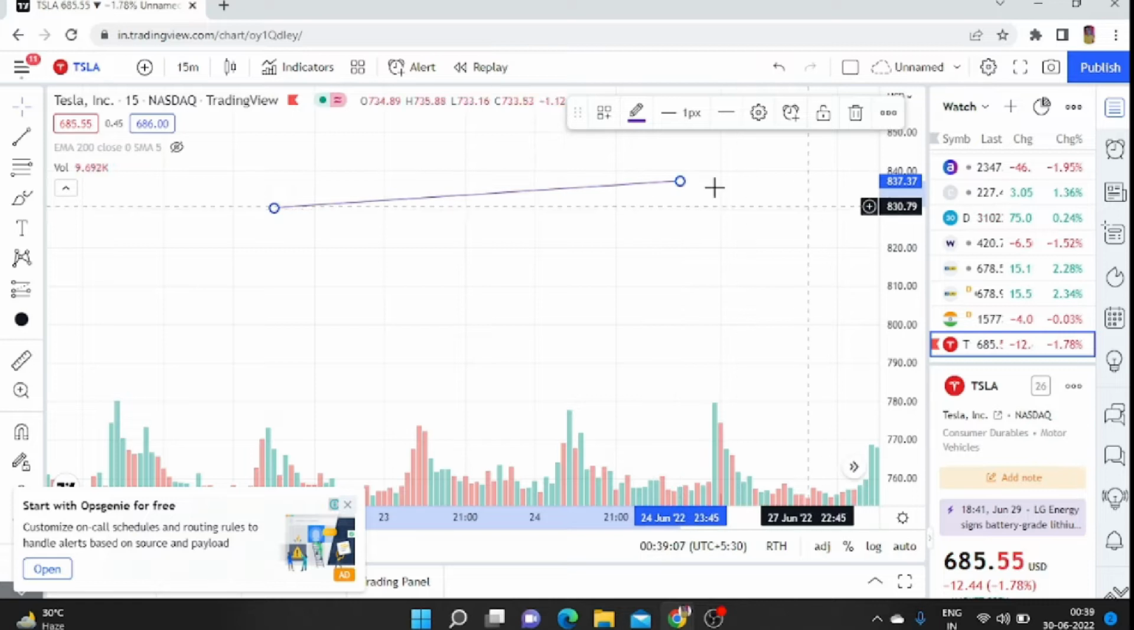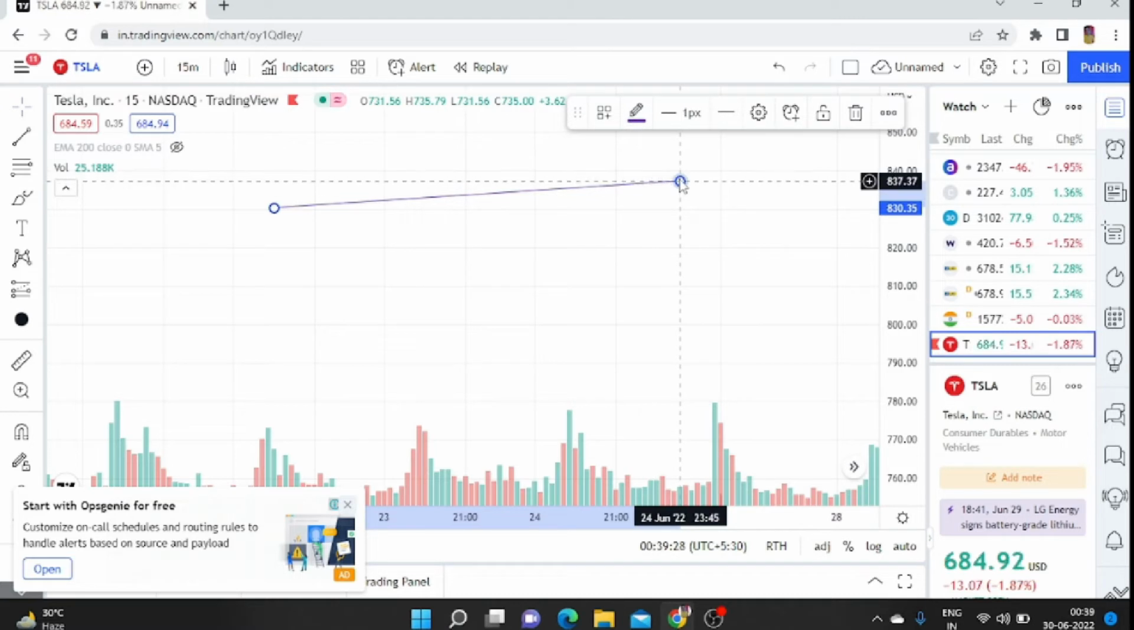Now let me tell you the benefit of drawing a trend line. A trend line is drawn to identify the trend of the market. Basically it means that traders identify whether the market is in uptrend or downtrend by drawing a trend line. So let me show you with an example. First let me delete it.